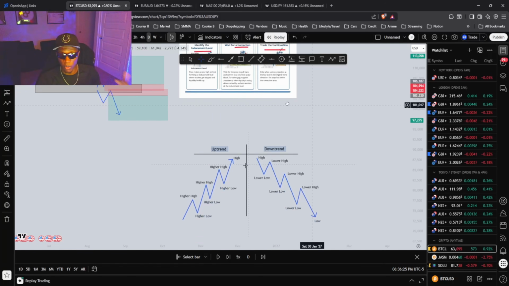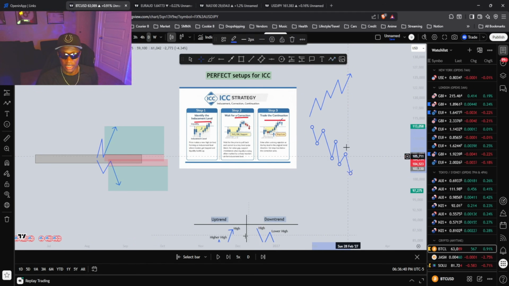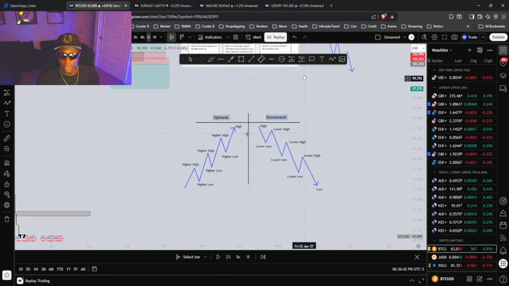So now let me go over it one more time. So ICC is indication, correction, continuation, to either side. You can go to the downside: an indication, a correction, a continuation. It's the same thing. This looks similar to trends.